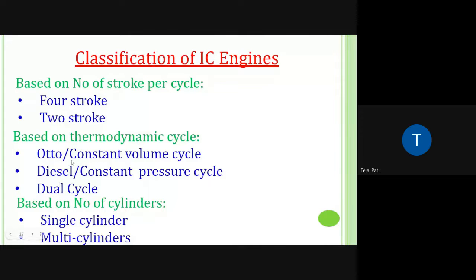First one is the Otto cycle, diesel cycle, then dual cycle. Otto cycle means petrol cycle, in which the combustion process is carried out at constant volume. While in a diesel cycle, combustion is carried out at constant pressure. And in a dual cycle, partially it is at constant volume and partially at constant pressure. So based on it, the engines are classified whether they follow the Otto cycle, diesel cycle, or dual cycle.